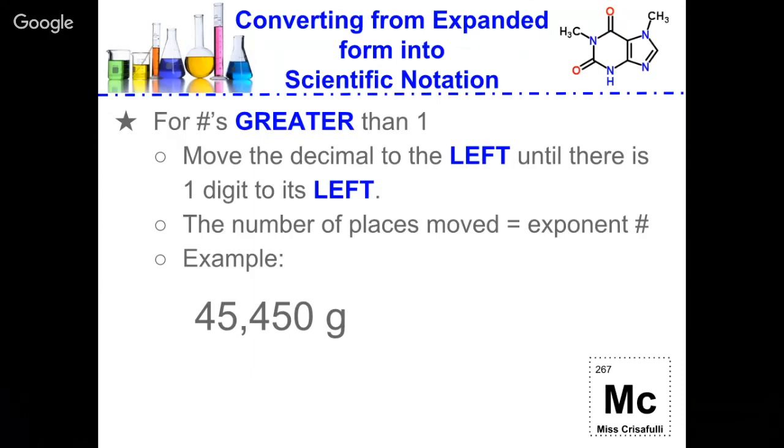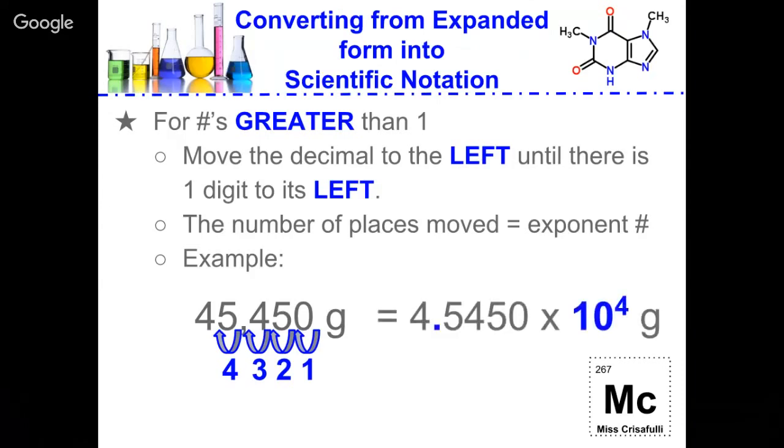45,450 grams. Our decimal for this number is technically after the 0. So we're going to move that decimal point once, twice, 3, 4 times. When we move the decimal 4 times, that means our power of 10 is going to be raised to the 4th power. So this in scientific notation would be 4.545 times 10 to the 4th grams.